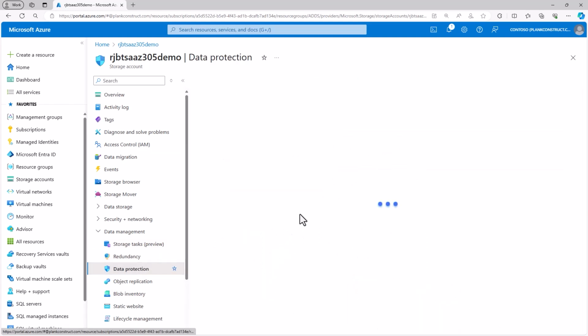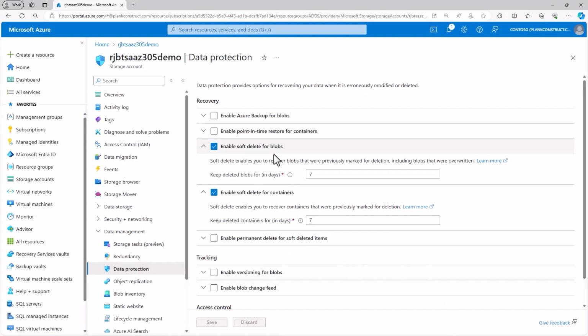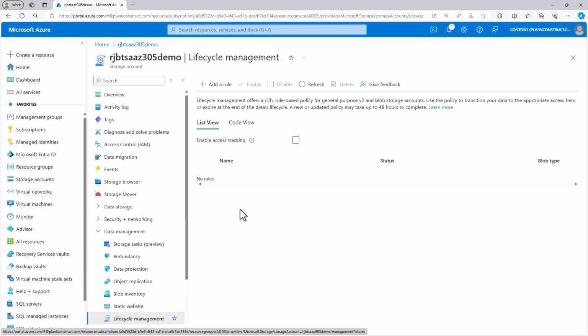I can manage the data protection values that we originally set up for the soft delete capabilities, as well as working with the lifecycle management to create an automated process to move files from hot to cool to cold through to archive, as discussed with lifecycle management from the lesson. Let's return back to the lesson.